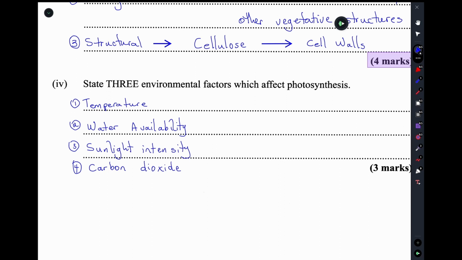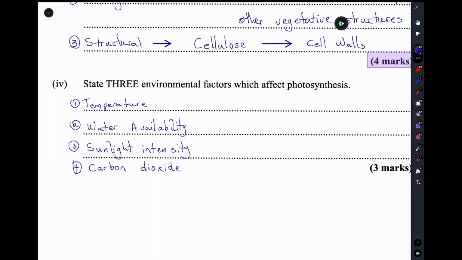will increase up to a maximum. Beyond a certain limit, an increase in light intensity will no longer result in an increase in the rate. And finally, carbon dioxide levels. The greater the carbon dioxide concentration in the air, the greater is the rate of photosynthesis.